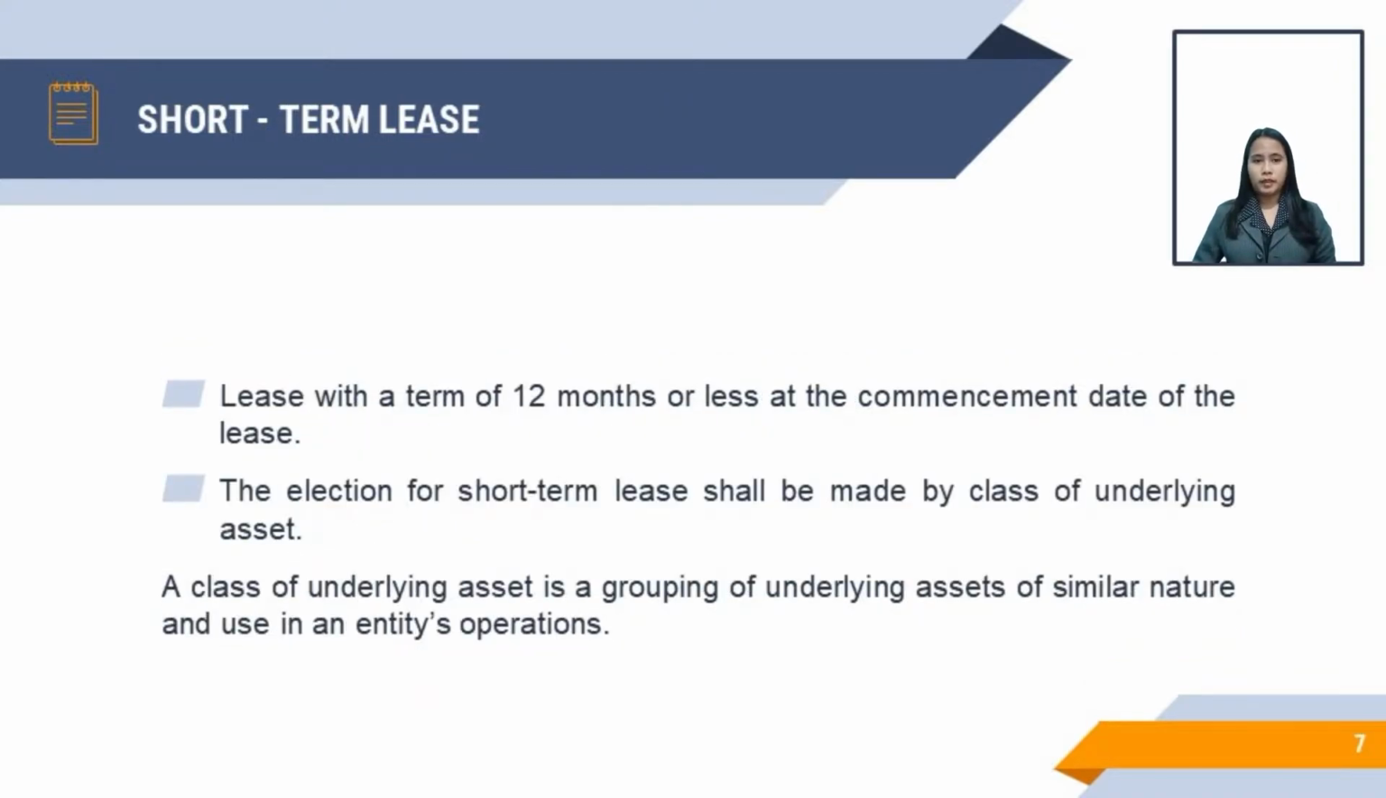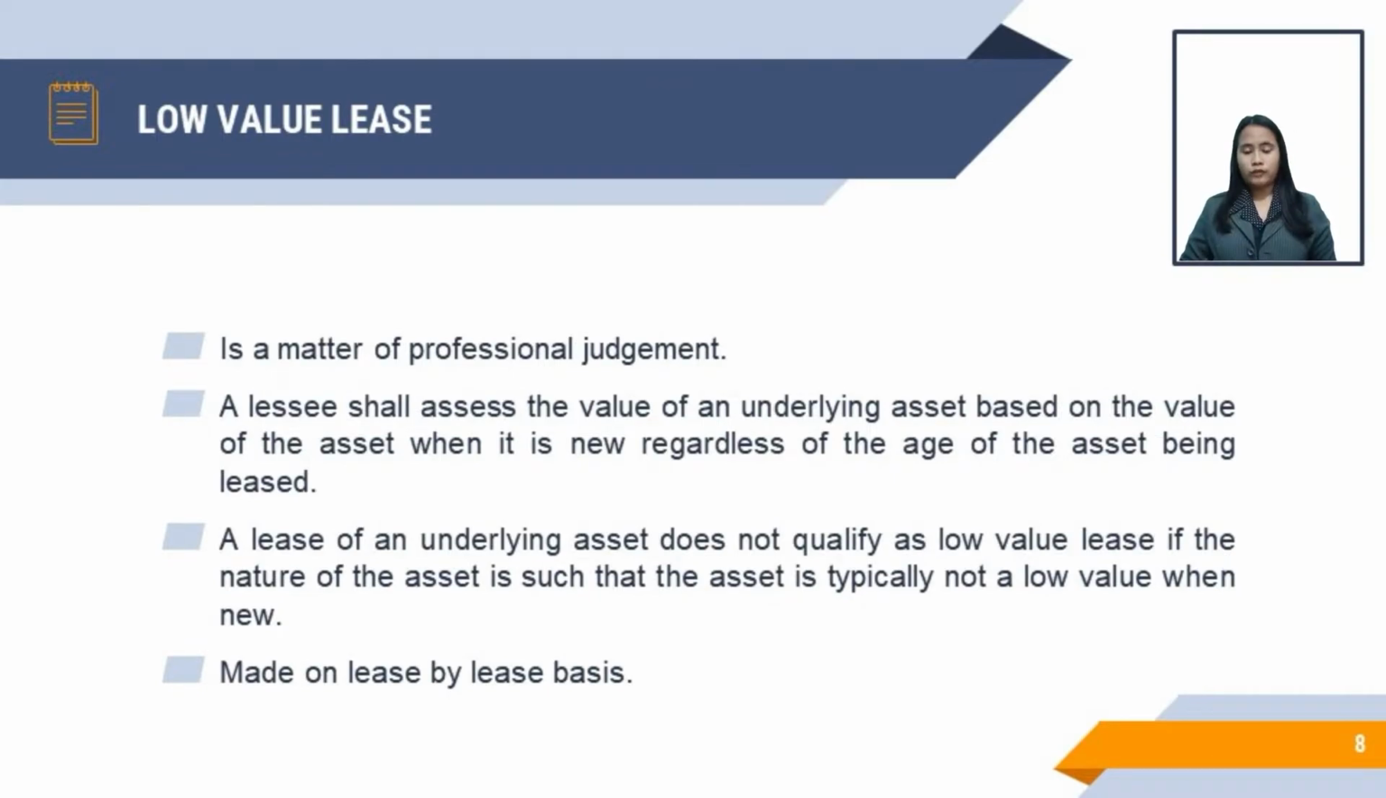Short-term lease, ito naman yung isa sa two optional exemptions natin sa operating lease. It is a lease with a term of 12 months or less at the commencement date of the lease. The election of short-term lease shall be made by class of underlying asset. Next is the low-value lease.